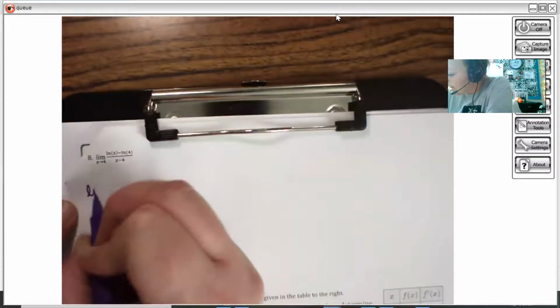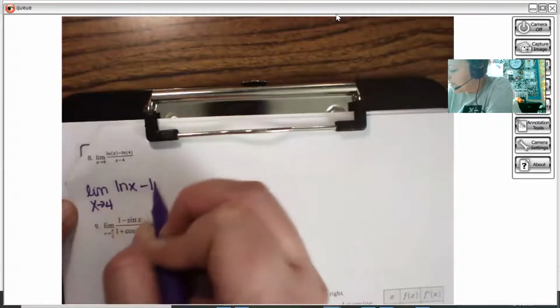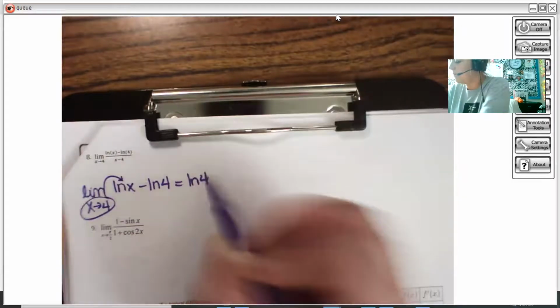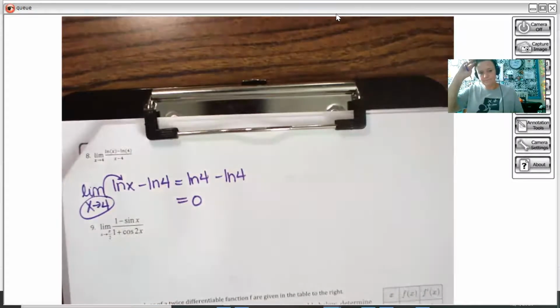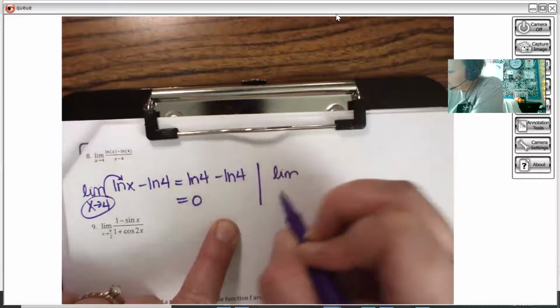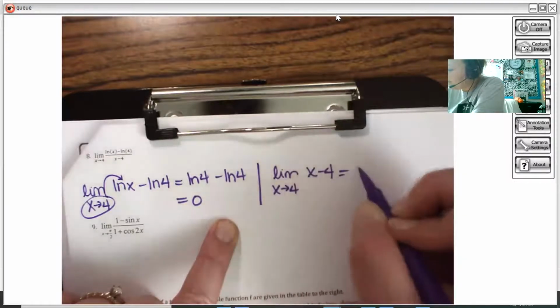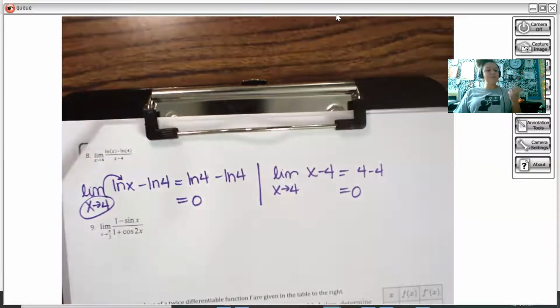So I'm going to do the limit as x approaches 4 of the top function, which is ln x minus ln 4. Well, when I plug in a 4 to that, I'm going to have ln 4 minus ln 4, and we know that that's 0. Same thing on the bottom here. I'm going to do the limit as x approaches 4 of x minus 4. Well, that comes out to be 4 minus 4, which also gives me 0. So I got 0 over 0, even though I can't write it like that. Okay, that's the indeterminate form that tells me I need to do more.